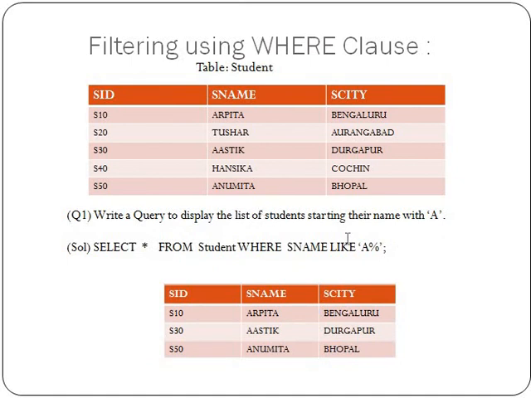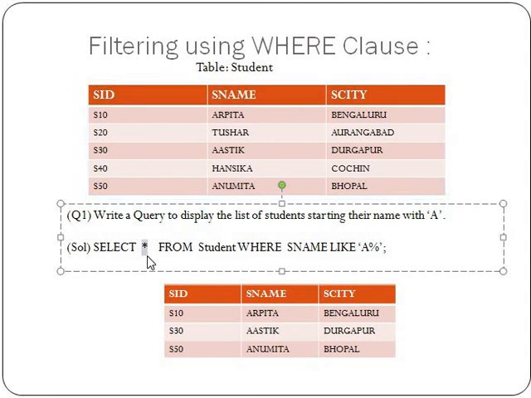Now look at this slide. If I wish to display the entries of all these columns, that is SID, SName and SCity in this table, instead of putting SID, SName, SCity, I shall put star, because star is going to represent all the columns in the table. So I will write the query as select star from student, which is going to show all these columns SID, SName and SCity in this output table exactly like this.